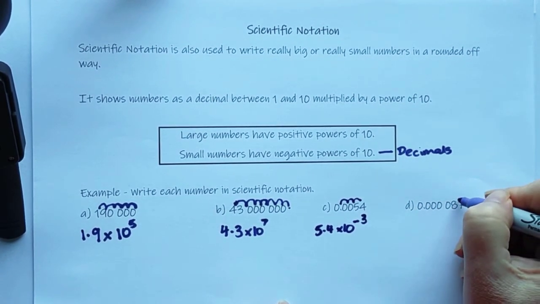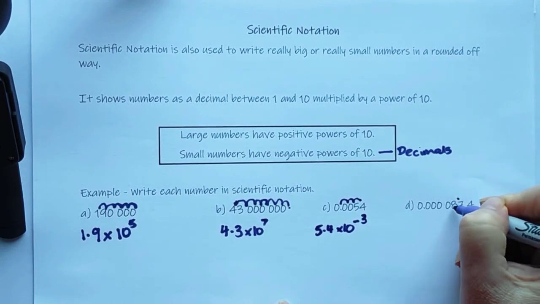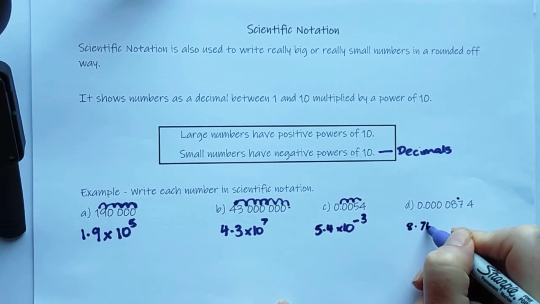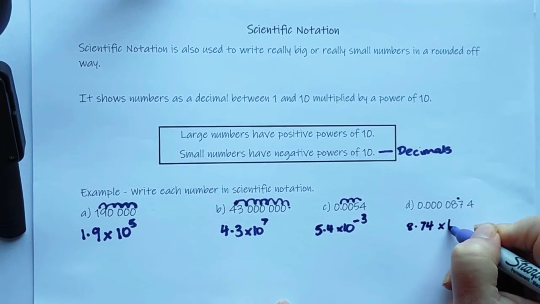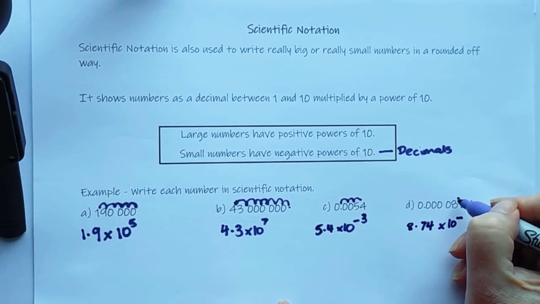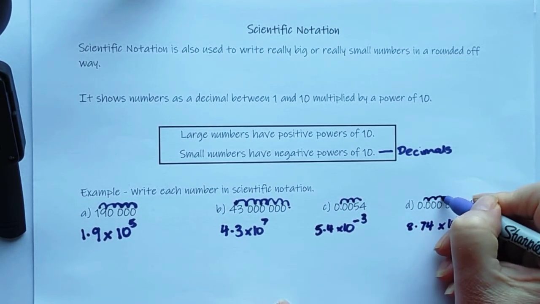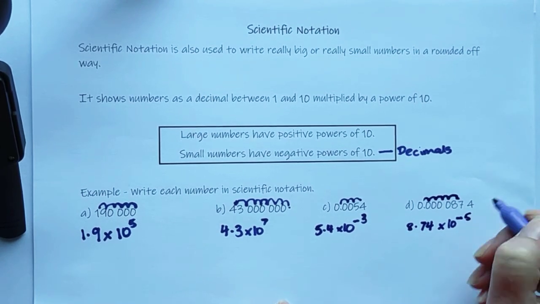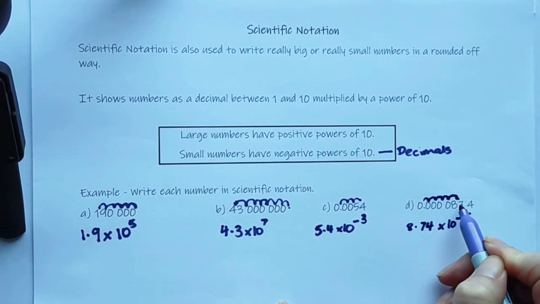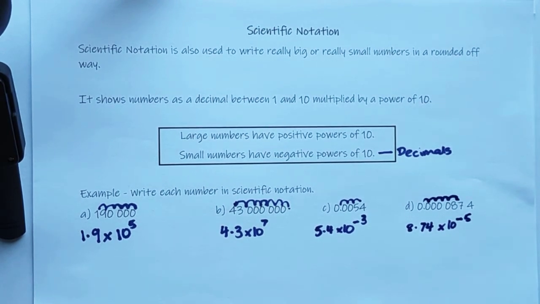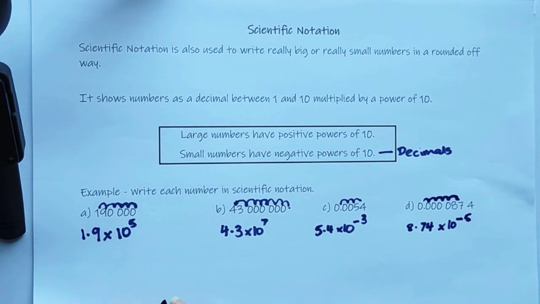Here, we need to put our decimal point between the 8 and the 7. So it will become 8.74 times 10 to the power of minus, because it's a decimal one that we're doing. 1, 2, 3, 4, 5 places that it moved from where it was to where it ended up. So to the power of -5. So that's how you write a number in scientific notation.